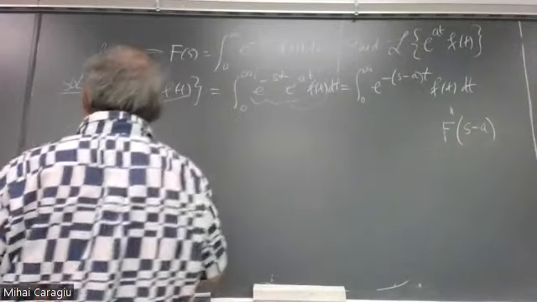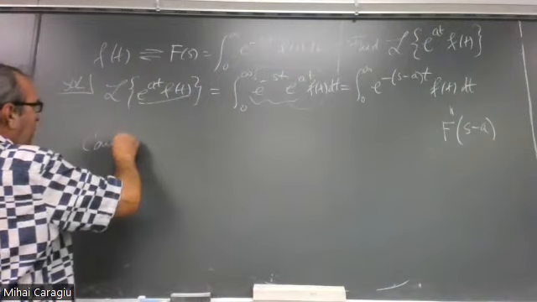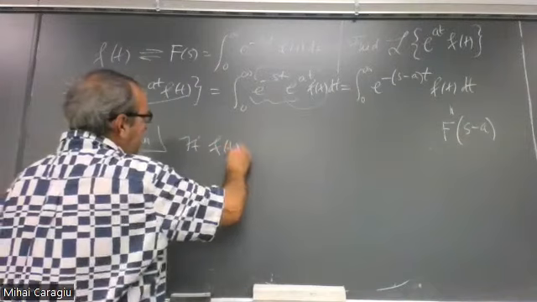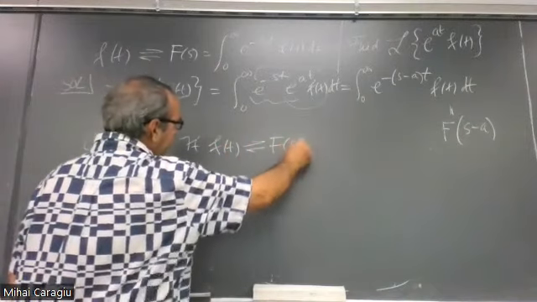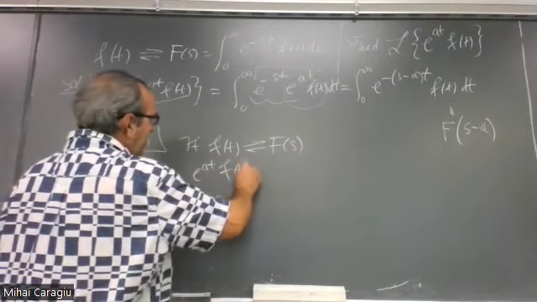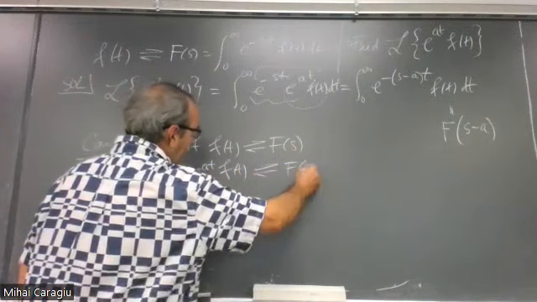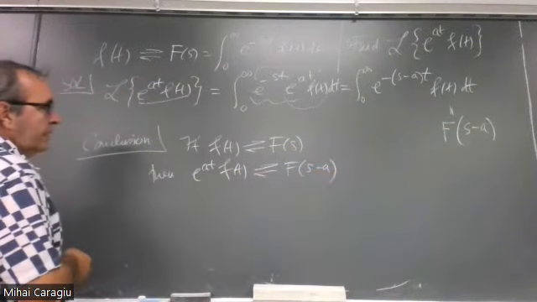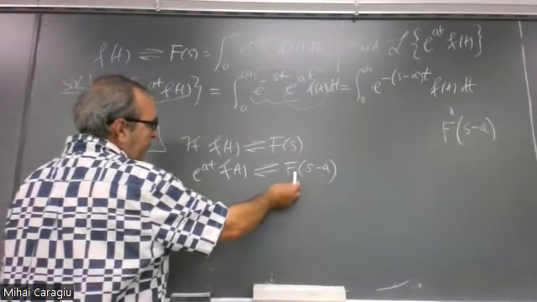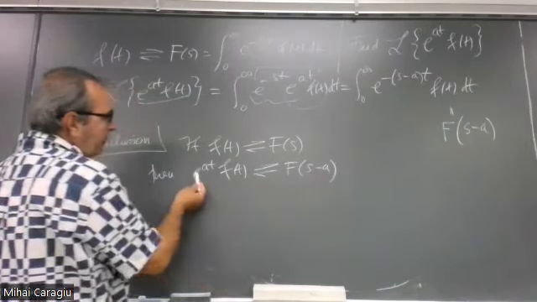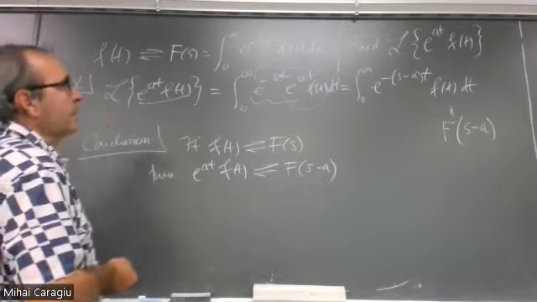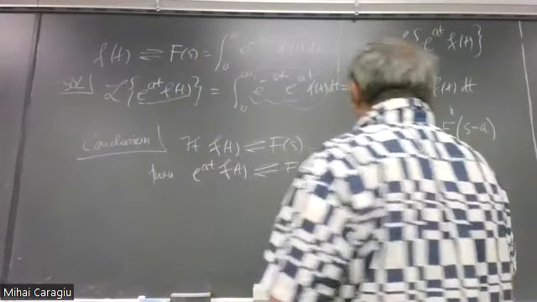So basically, let's write down the conclusion. If f of t transforms into big F of s, then e to the power a t f of t transforms into F of s minus a. Right. So that's one way to find the inverse transform. If you want to find the inverse transform of F of s minus a, multiply by e to the power a t the inverse transform of big F of s. And there was one other problem there.